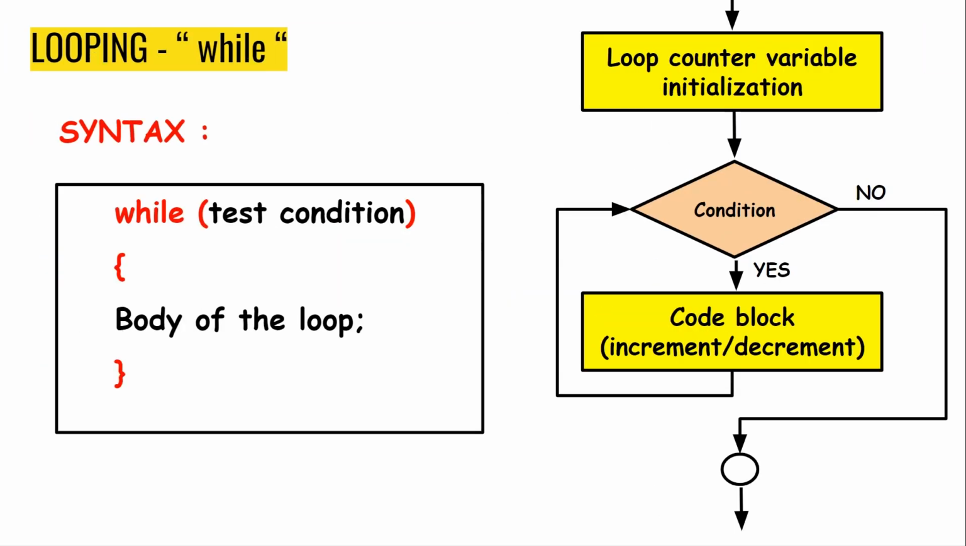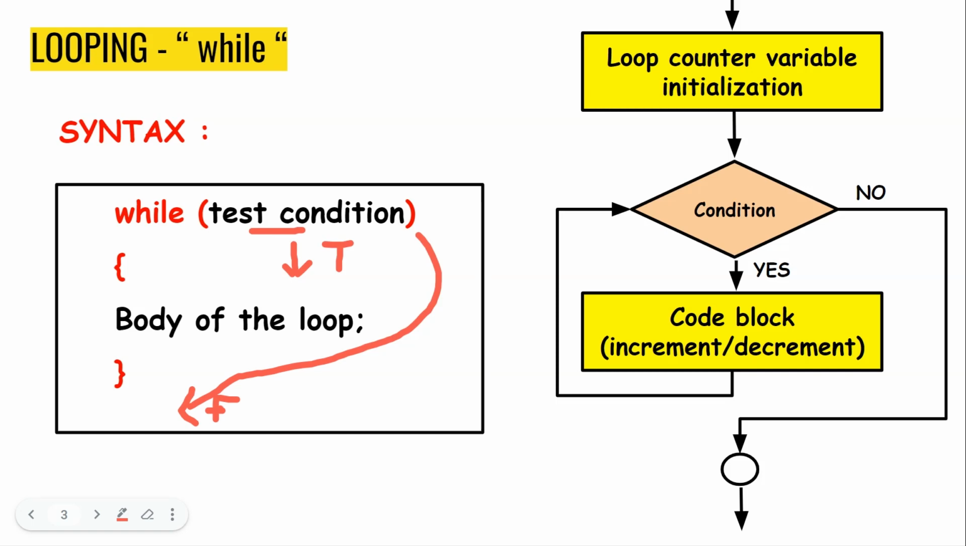First is the while statement. The syntax of the while statement: it has a while header which includes the test condition, followed by the body of the loop. The test condition is evaluated. If it evaluates to true, the body of the loop is executed. If it evaluates to false, the program control is transferred to the statement present next to the while statement. The loop is executed until the condition becomes false.